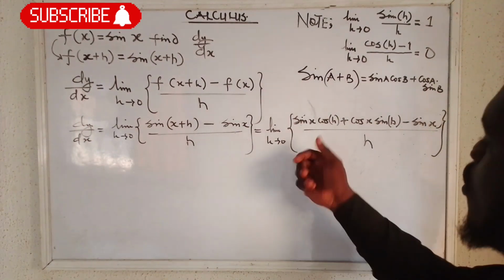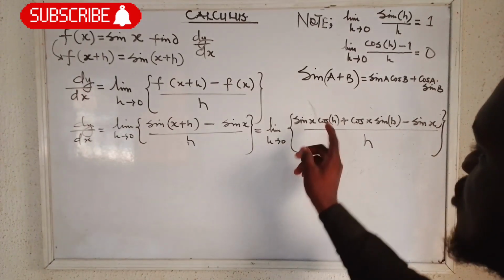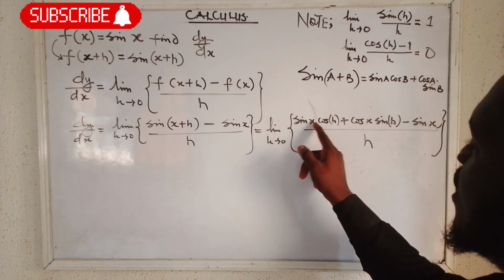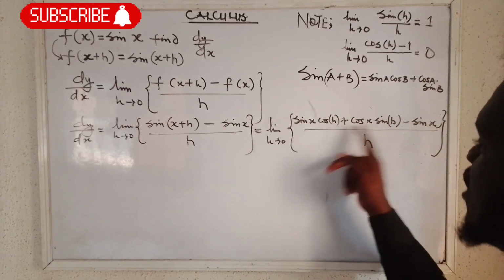So from here, what do we do? We can factorize. You can see, we don't want to waste space because we are trying to minimize space here. Now we can factorize. This is sine of x, this is sine of x. So we can bring them close together. There's a minus sign here, so we should be mindful of that.